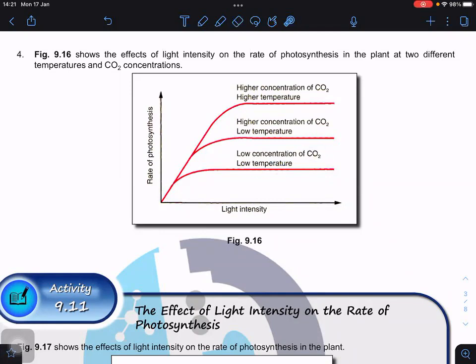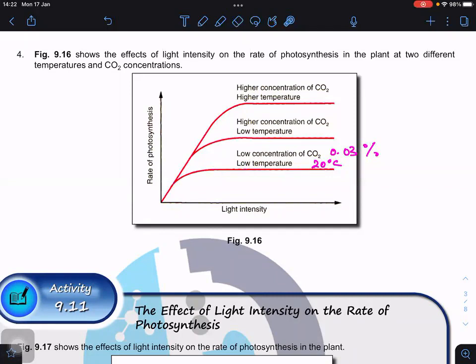Let's say I started with a low concentration of CO2, 0.03% CO2, and the temperature I set at 20 degrees Celsius, for example. So 0.03% CO2 concentration and low temperature. And we do know that when I increase the light intensity, the rate of photosynthesis increases. But after that, it plateaus, it levels off.